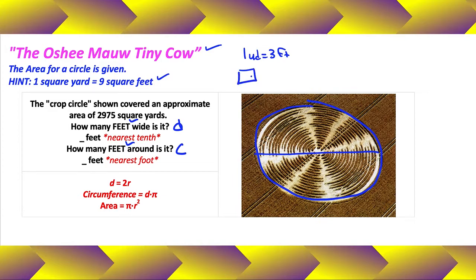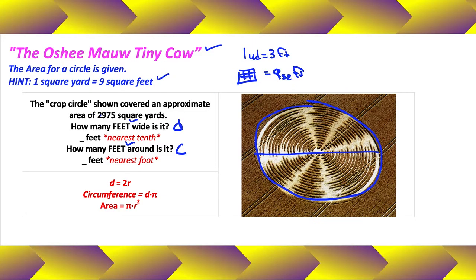1 square yard is actually going to be 9 square feet, because if you think about a yard, 3 feet this way, 3 feet this way, look at that. So 1 square yard is 9 square feet.